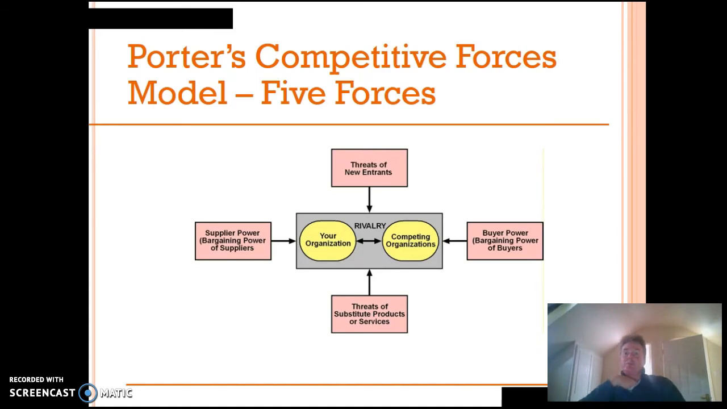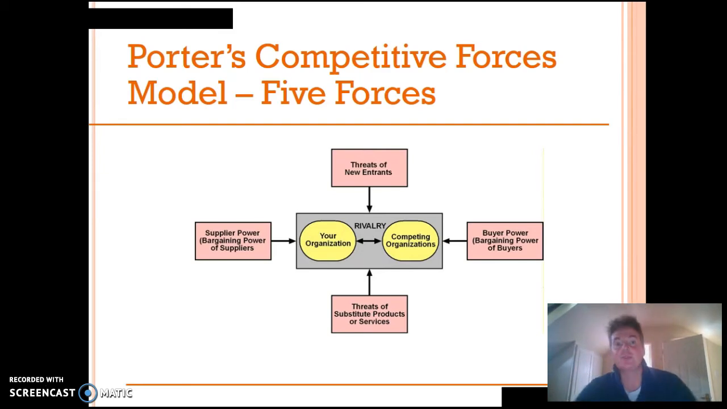The bargaining power of buyers. Bearing in mind, the buyer for an industry often isn't the end consumer. If you're a pharmaceutical company, it might be hospitals or insurance companies as opposed to patients. Substitute products. What can people use instead of it? The obvious substitute for the book is the Kindle.